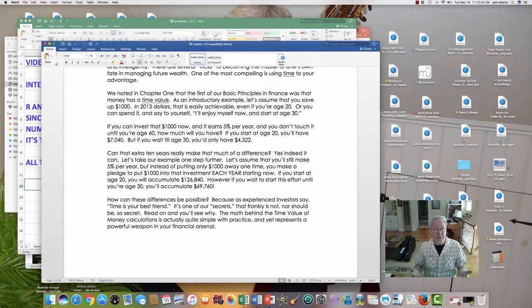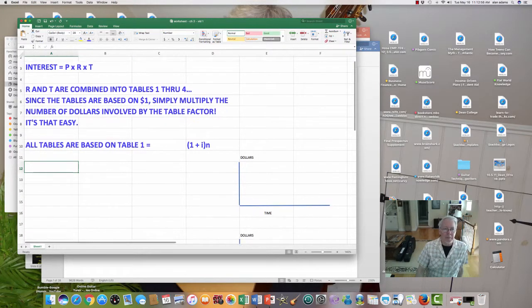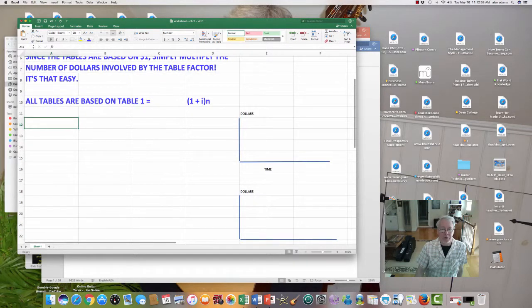That's a lot of difference, okay? That's like $50,000. Does that extra 10 years make a difference? Do the math, you tell me, okay? What is the reason for that? Okay, I've done a little spreadsheet here that I will be using throughout our courses.